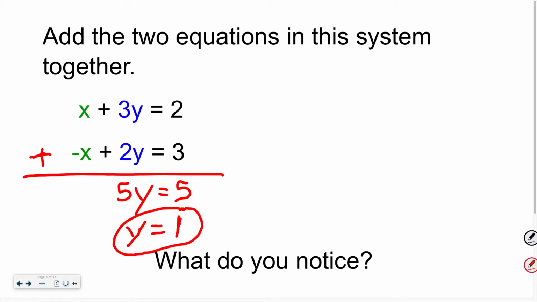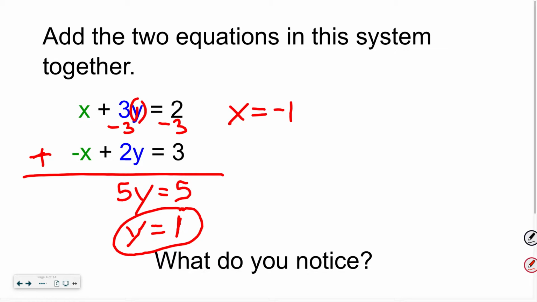Okay. So now we have x plus 3 times 1, just 3, equals 2. So what is x equal to? Alright, so we subtract 3. We know that x equals negative 1.